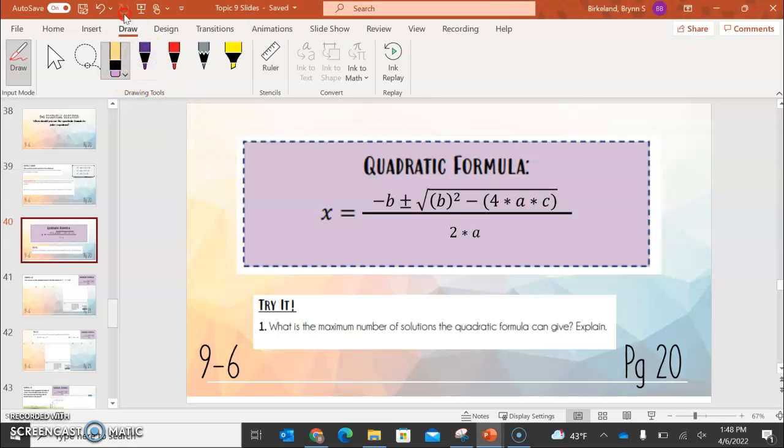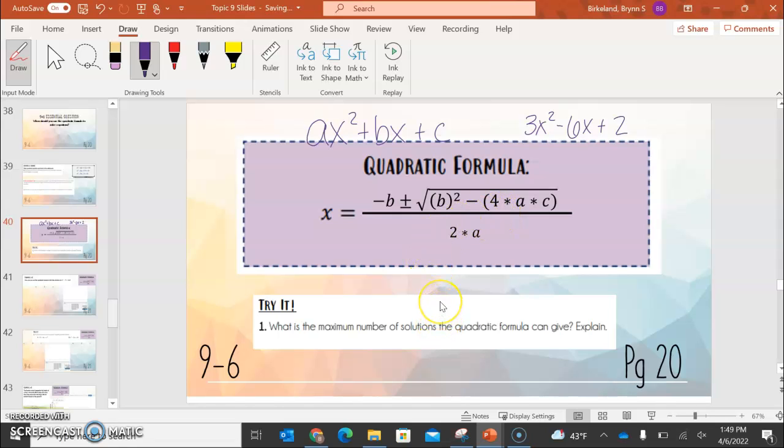So let's describe what the a, b, and c are. My a value, remember our standard form of a quadratic, is ax squared plus bx plus c. So for example, if I had 3x squared minus 6x plus 2, all of these would give me my values for the a, b, and c that we're plugging in or substituting into this formula to find the solution, or the x value that makes the equation 0.